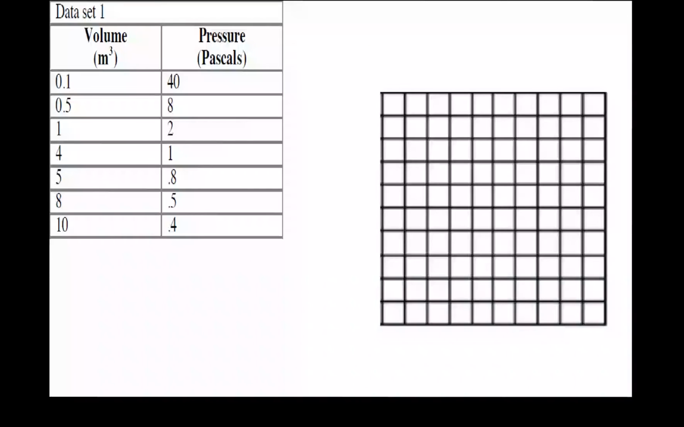So here we have data set number 1. On data set number 1, we're going to graph volume and pressure. Volume is going to be our independent variable. Pressure will be our dependent variable. Our volume values go from 0.1 all the way up to 10. Our pressure values go from 40 all the way down to 0.4.